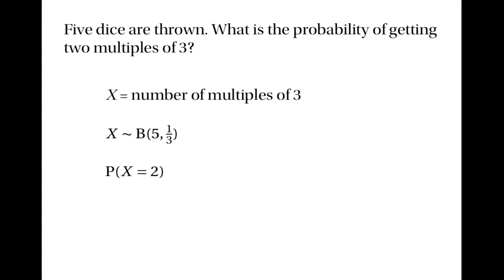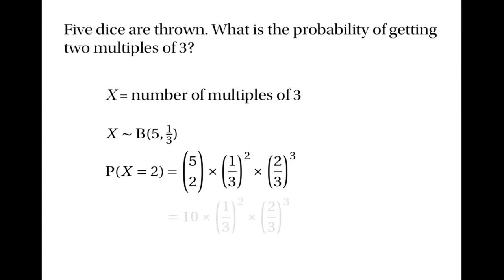The question is asking us for the probability that x is equal to 2. It's asking us how likely we are to get 2 multiples of 3. And we know that the probability that x is 2 is 5 choose 2 times 1/3 squared times 2/3 cubed. Using Pascal's triangle, we can see that 5 choose 2 is 10. So the probability that we're looking for is 10 times 1/3 squared times 2/3 cubed. And if you work that out, it's equal to 0.329 to 3 significant figures.